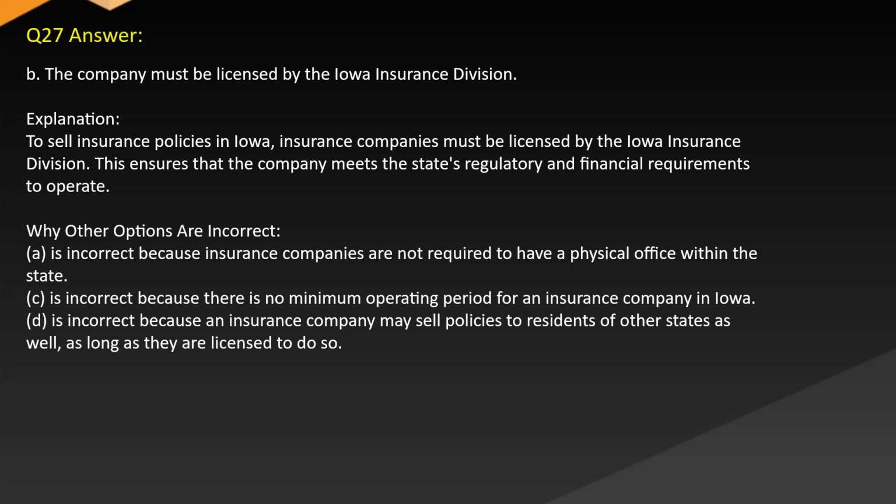A is incorrect because insurance companies are not required to have a physical office within the state. C is incorrect because there is no minimum operating period for an insurance company in Iowa. D is incorrect because an insurance company may sell policies to residents of other states as well, as long as they are licensed to do so.